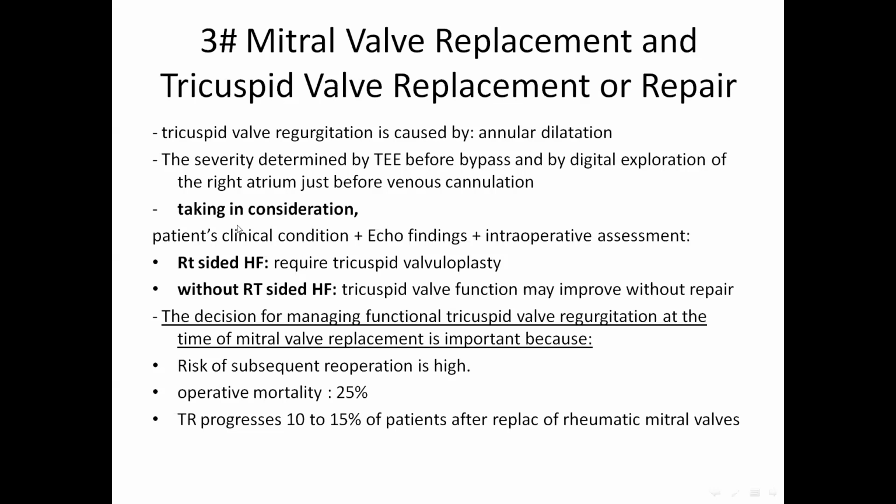For tricuspid valve regurgitation, it's mainly caused by annular dilatation secondary to mitral valve disease, and the severity is determined by TEE before bypass. Also, we can examine it by digital exploration of the right atrium just before the venous cannulation. We can assess the tricuspid regurgitation.